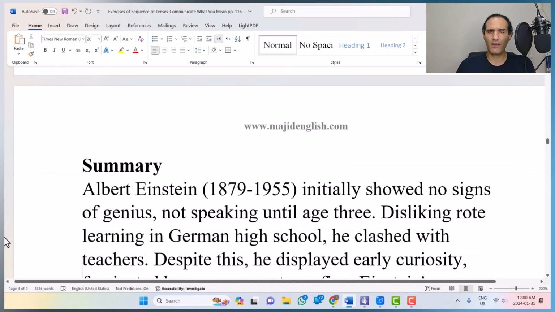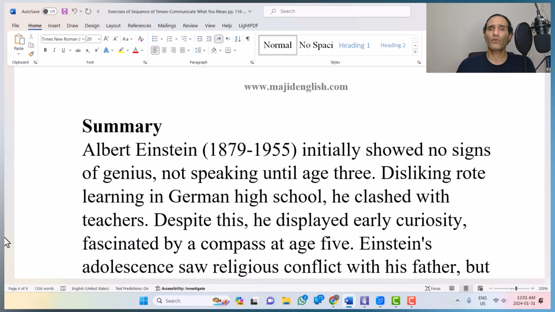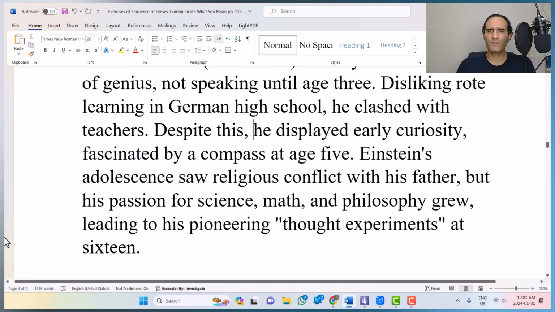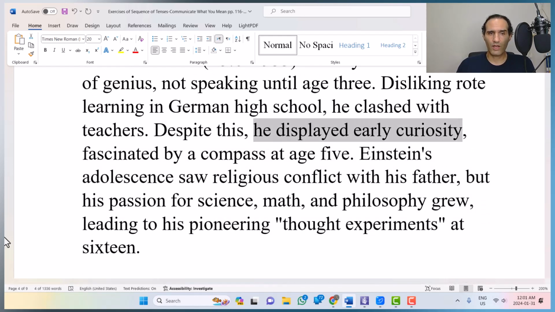Now, the summary of that I have prepared, especially useful for TOEFL iBT students, where they are supposed to summarize text for their writing integrated and also for their speaking integrated parts. Anyway, Albert Einstein initially showed no signs of genius, not speaking until age 3. Disliking rote learning in German high school, he clashed with teachers, angered by their rebellious attitudes. Despite this, he displayed early curiosity, fascinated by a compass at age 5.